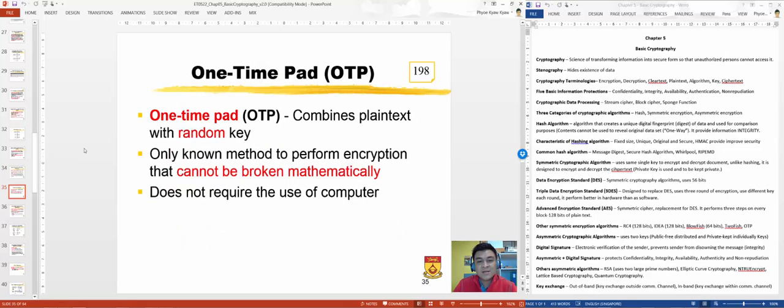Okay, OTP, which is widely used in internet banking nowadays, is the one-time pad. It combines plain text with a random key to generate encrypted data. It cannot be mathematically broken because the key keeps changing each time. It does not require the use of a computer. It can simply use a microcontroller to create a key and create a ciphertext.